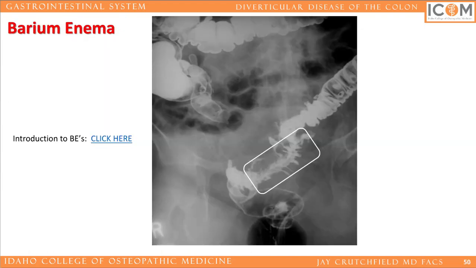Here, a contrast enema shows a few diverticuli in the sigmoid colon, but an area of severe narrowing is noted. Depending on the patient's symptoms, urgent surgery or an elective planned operation may be needed, the result of a large bowel obstruction from an underlying stricture. This patient may actually require a colostomy.